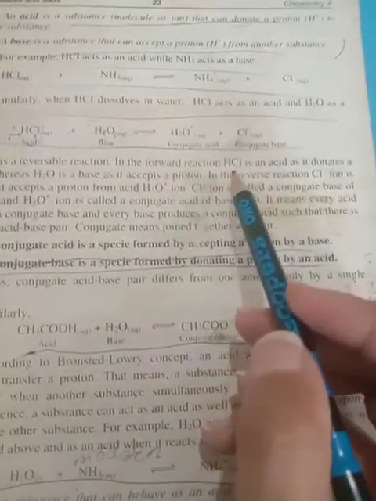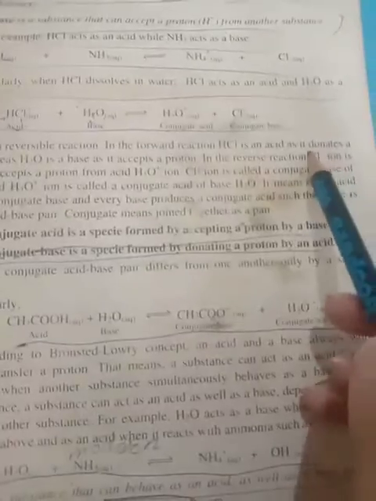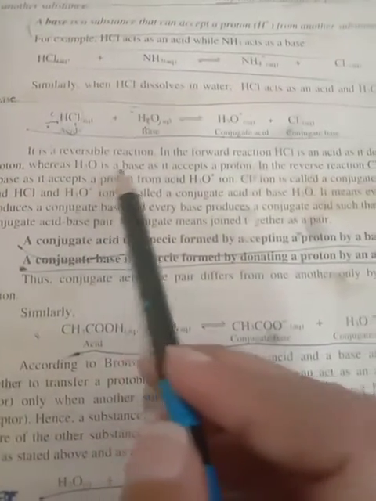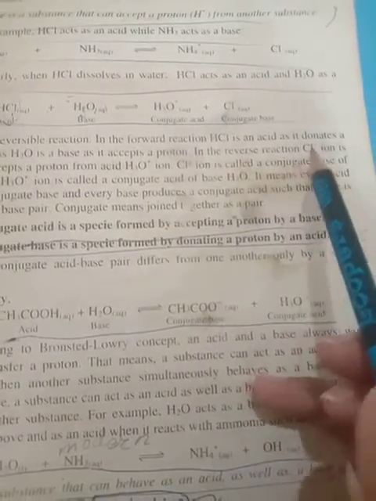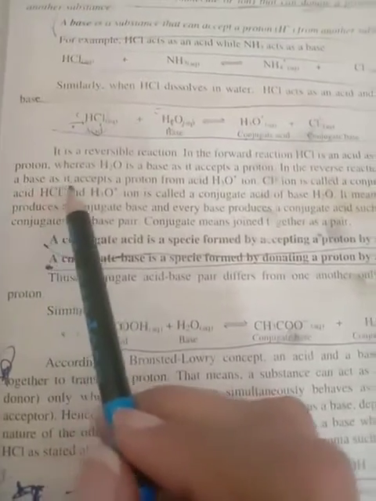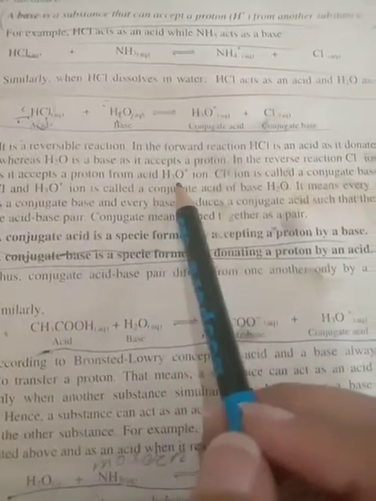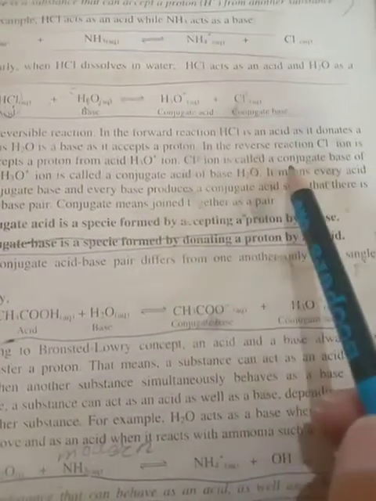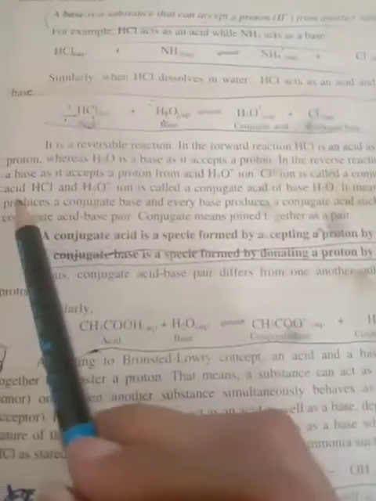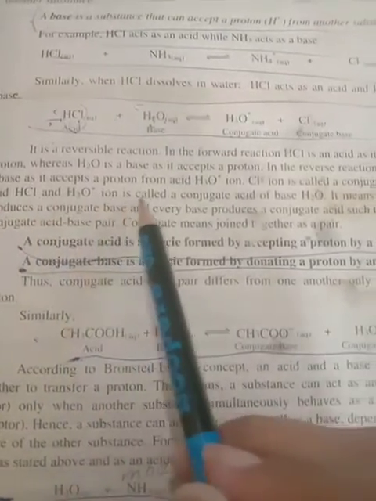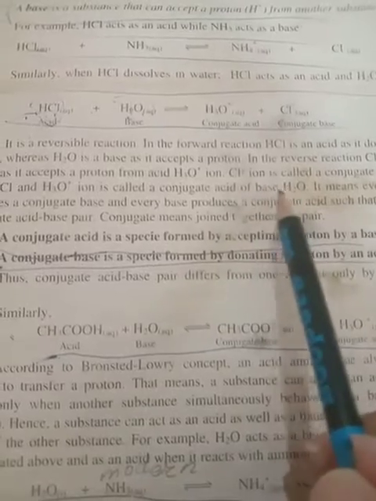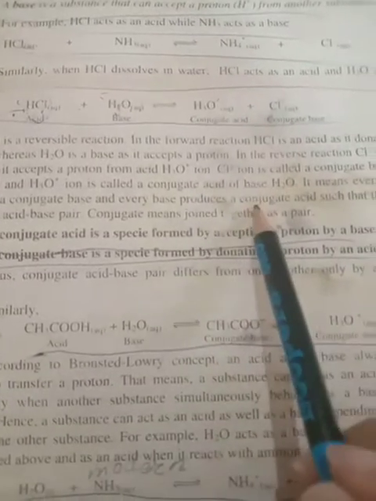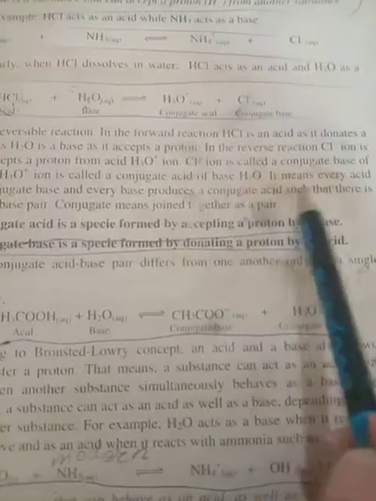In the forward reaction, HCl is an acid because it is donating a proton, whereas H2O is base because it accepts a proton. In the reverse reaction, chloride ion is a base as it accepts a proton from acid H3O plus ion. Chloride ion is called the conjugate base of acid HCl, and H3O plus ion is called the conjugate acid of the base. Conjugate acid of a base means that it is an acid but accepted a proton from the base. Same is the case with conjugate base and acid.